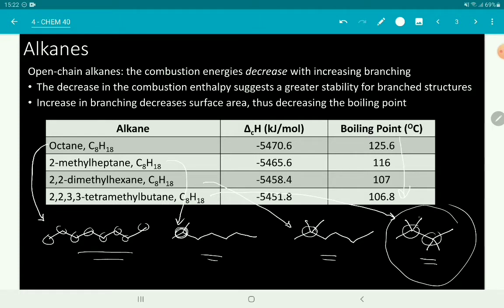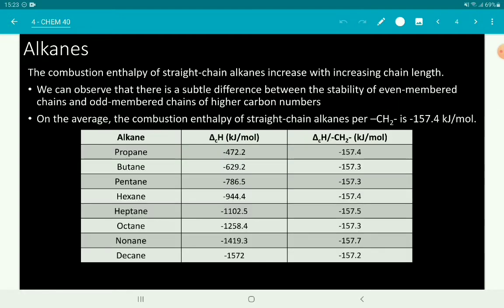Yung mga open sites lang ay yung mga metal groups. Yung dalawang quaternary carbon ay medyo inaccessible. Okay? So, as you increase the branching, bumababa ang boiling point at yung combustion enthalpy.